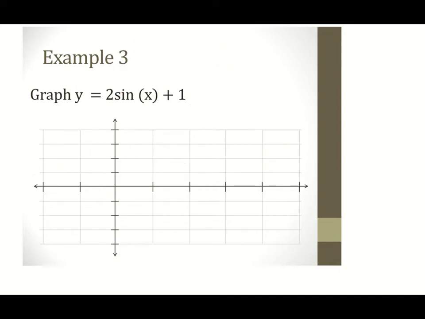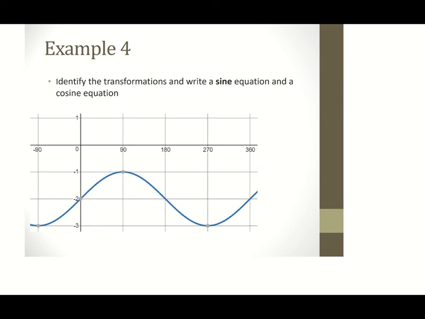All right, so example number 4, we want to identify the transformations and write a sine equation, not a cosine equation. We just want to write a sine equation. In order to do this, we need to identify where the midline is to figure out if we start on or off the midline, so sine or cosine, and then how much we've shifted up or down. If I establish where my midline is, it's what splits this in half, so it's the same above, same below. So here's my midline.